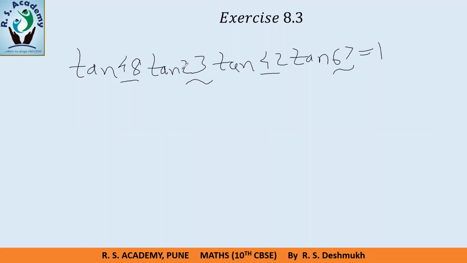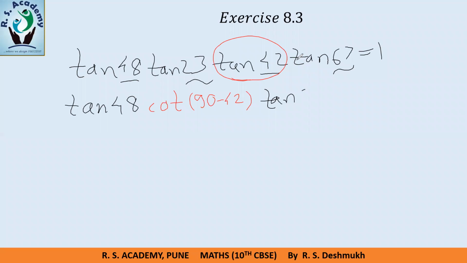So I will write here, this is tan of theta, tan of 48. I keep it as it is, and I convert this term. I just change the color. I'll convert this term into cot of 90 minus theta, that is cot of 90 minus 42. Same thing, I'll retain the next term as it is, that is tan 23, and convert the tan 67 into cot of 90 minus theta, that is cot of 90 minus 67.